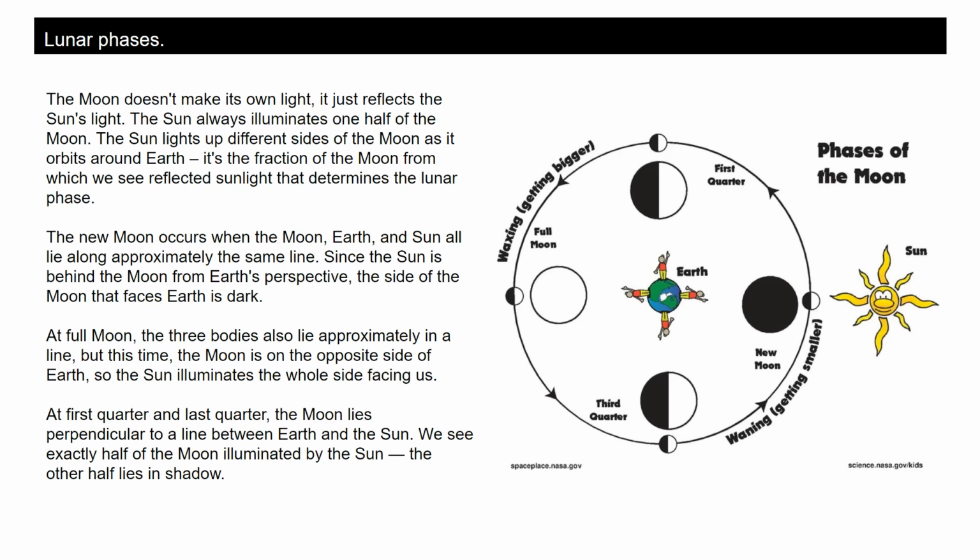So during the first quarter, we're going to see the right-hand side of the moon illuminated, and during the third quarter, we're going to see the left-hand side of the moon illuminated. You'll notice on the diagram that the viewer is inverted at the bottom of the diagram, looking at the third quarter.